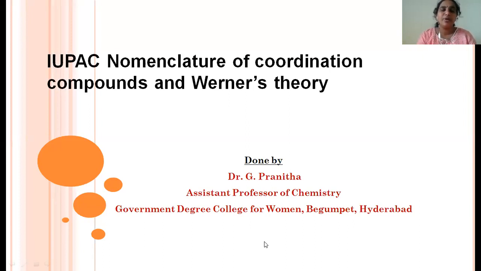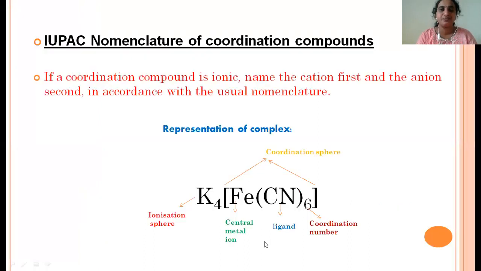Now I am going to explain a very important topic which is very useful in inorganic chemistry, that is IUPAC Nomenclature of Coordination Compounds, and also explaining Werner's theory. First we will see what is IUPAC Nomenclature of Coordination Compounds. IUPAC nomenclature is nothing but some rules which were given whenever we are writing the complex name. While writing the complex name, we have to follow those rules. Then what are those rules?